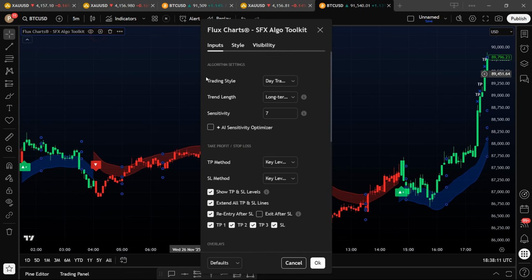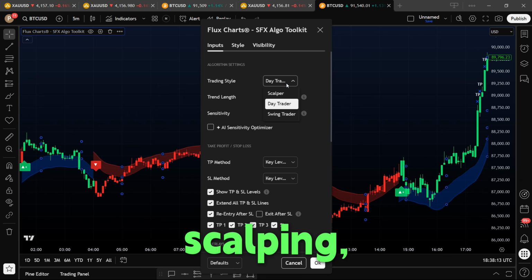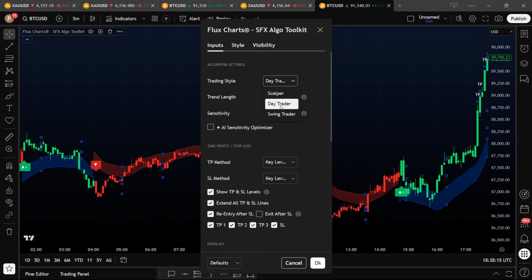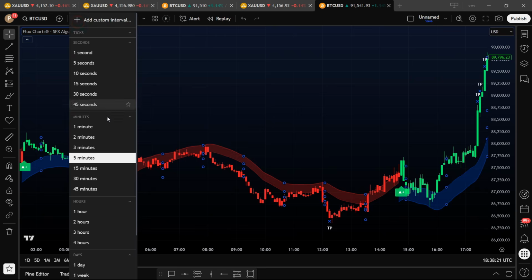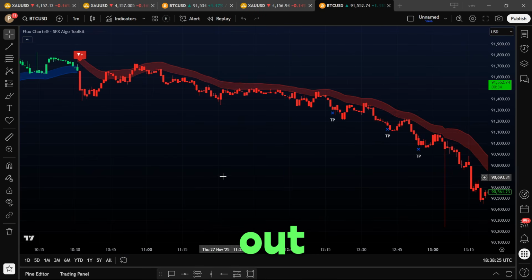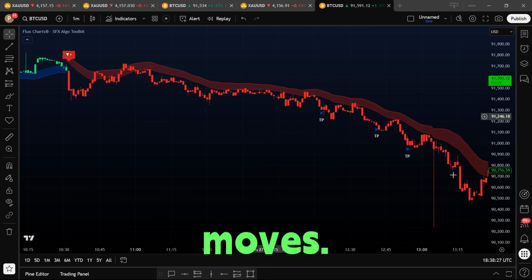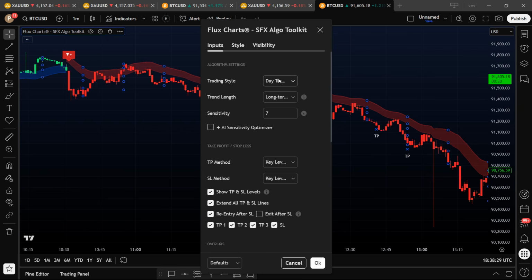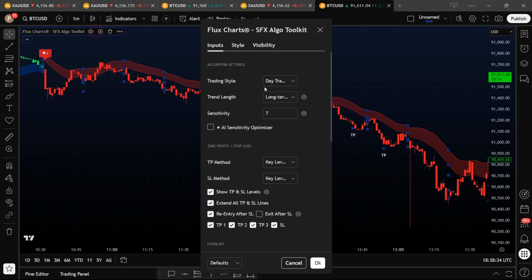But the real power is in the settings. Most indicators fail because they try to do too much at once. This one lets you choose your lane. You have 3 specific modes: scalping, day trading, and swing trading. Let's look at Bitcoin on the 1-minute chart. On the default day trading mode, you can see the signals are balanced, filtering out the noise but catching the main moves. Now, watch what happens when I flip it to scalping.